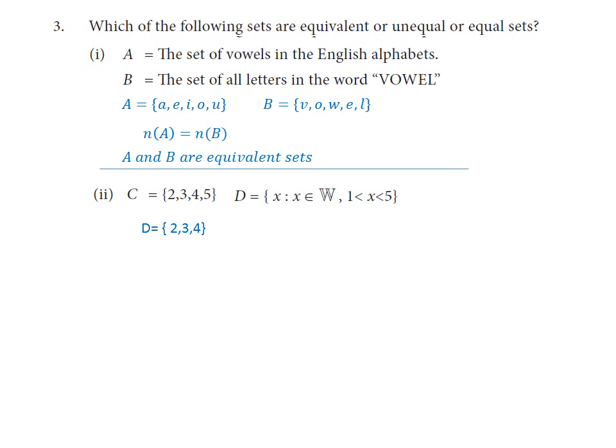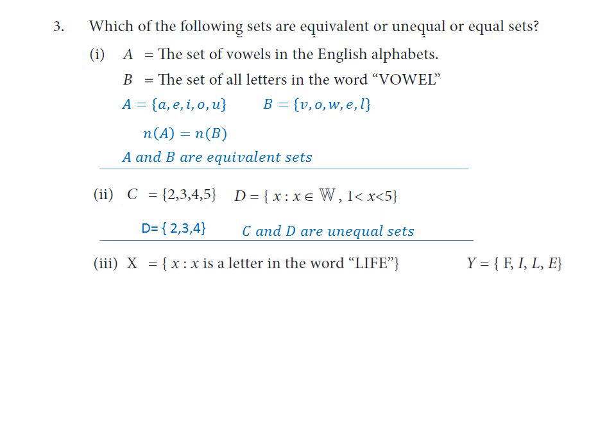So in these two sets the number of elements is also not the same, and only 3 elements are the same. So it is not an equal set. C and D are not equal sets and not equivalent sets. So we can write C and D are unequal sets.